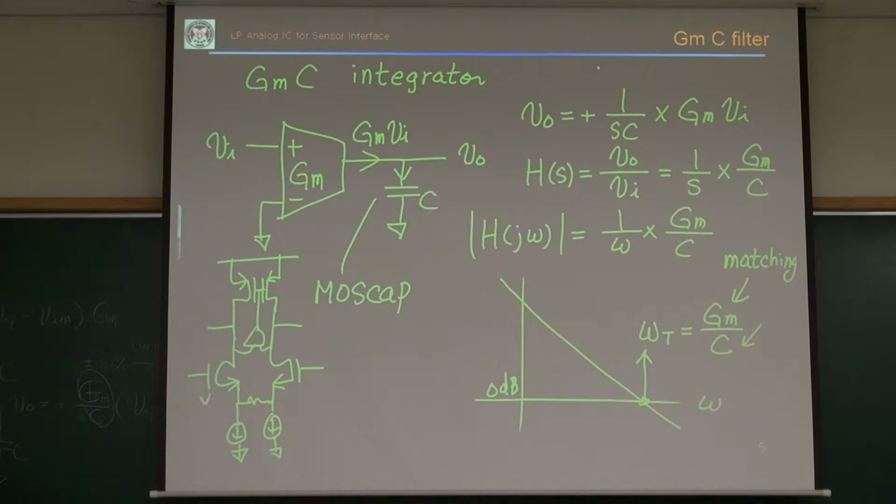So if this MOSFET is the same MOSFET as this MOS capacitor, maybe something like that, this is my C. Then we can track the oxide variation, right? The oxide variation is eliminated in this omega T. So we can implement the capacitor by a MOS transistor.